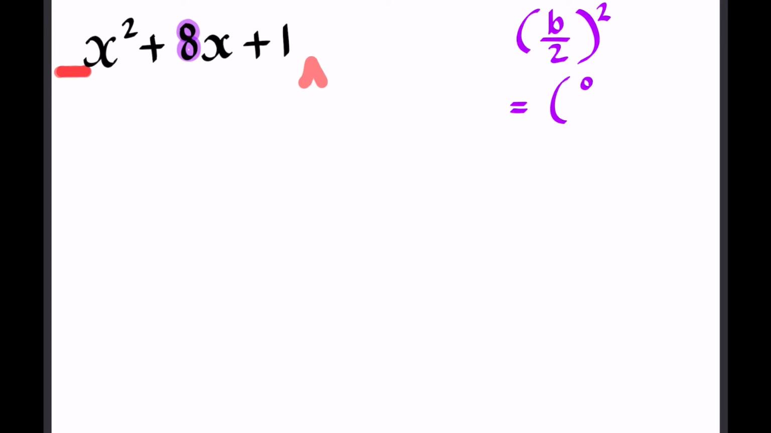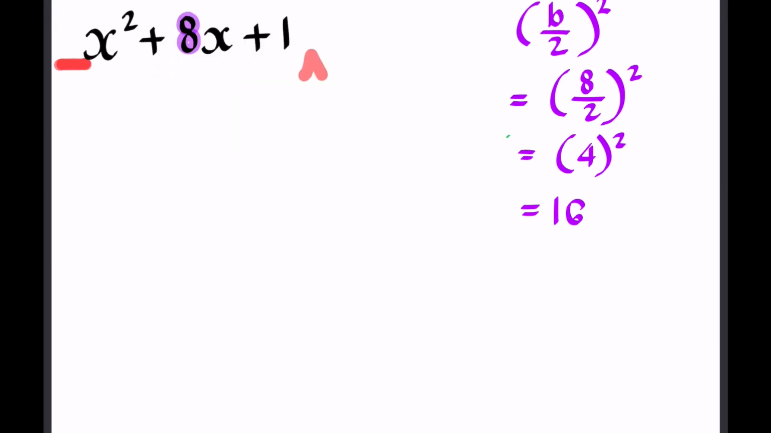Alright, so b is 8 over 2, and I'm going to square it. Now, 8 over 2 I can simplify as 4, squared, and 4 squared gives me 16. So what I've created is this over here will be my brackets.